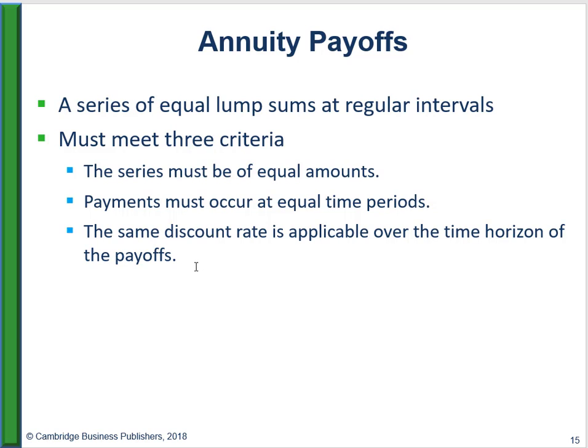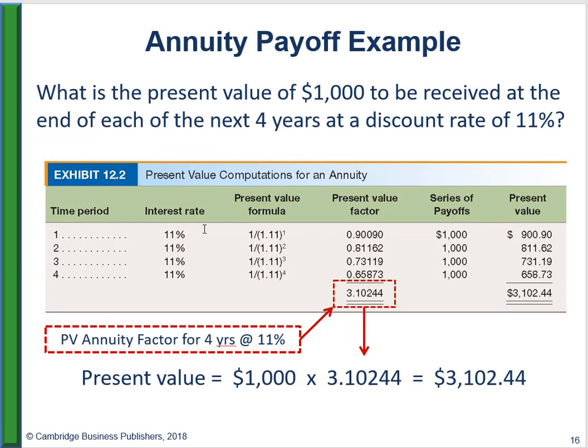Annuities would be the series of cash payments. So in an annuity, you have to identify the series, and they have to be equal amounts. So you've got 2 or 3 years of cash flow at the same amount. Payments must occur at equal time periods, and the same discount rate is applied over the time horizon. Here's our formula for an annuity.